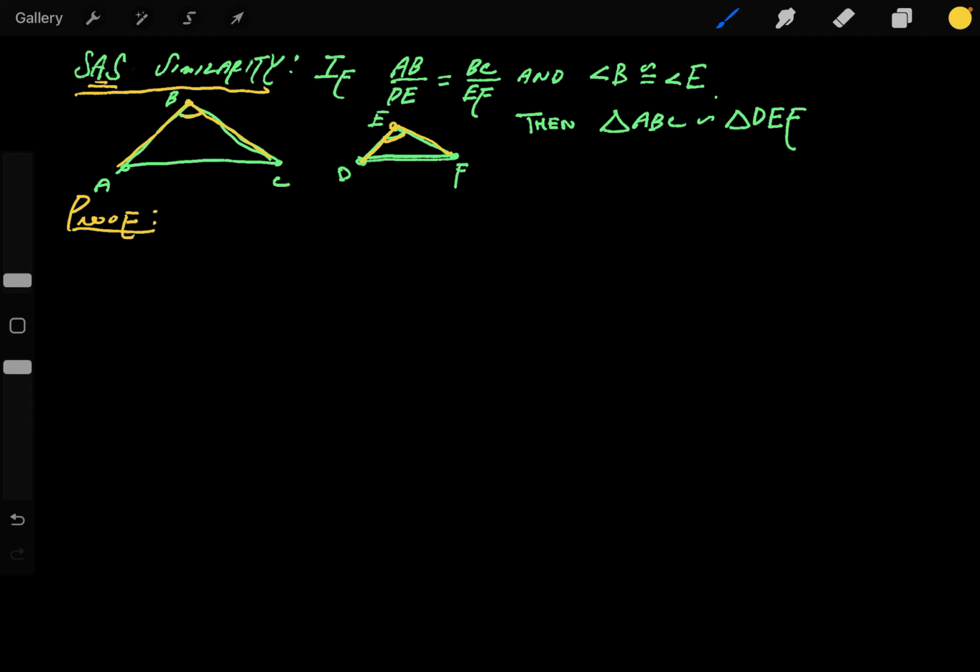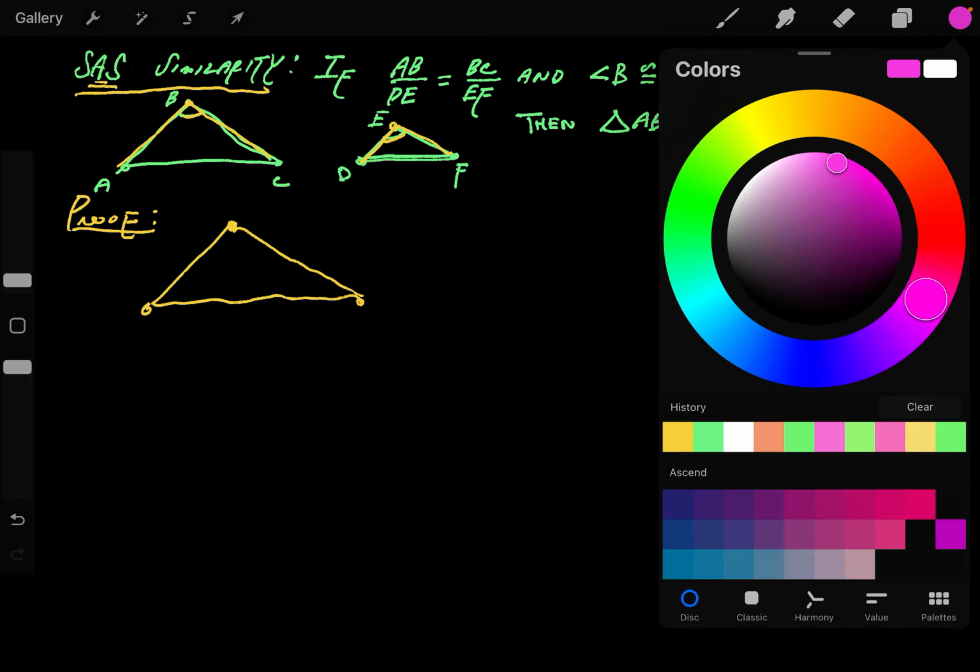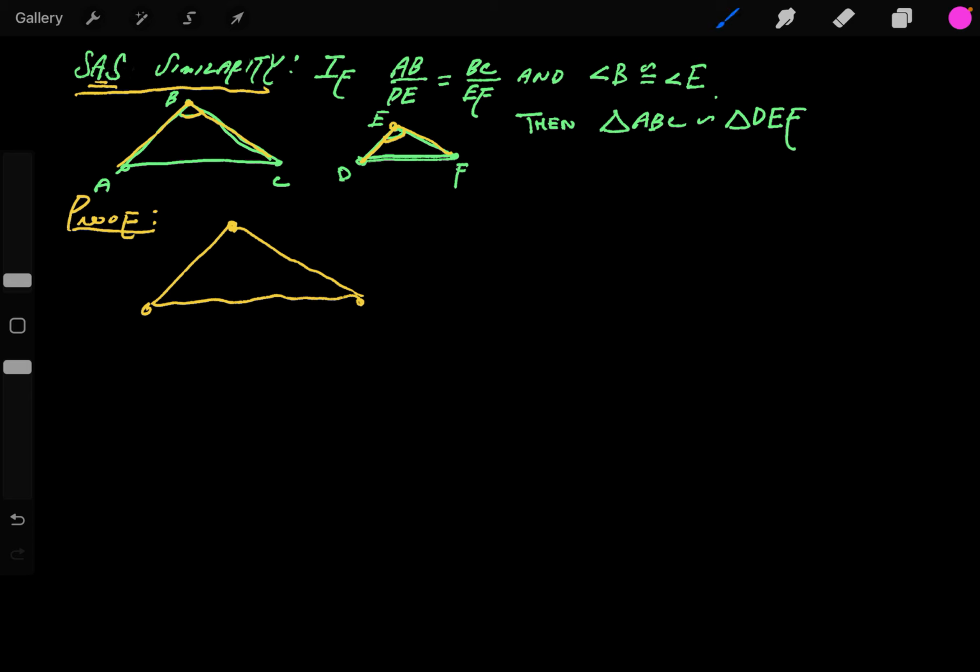What I'm going to do is make a nice little copy of triangle ABC, and let's say that that's the larger triangle. If the two triangles are the same size, then you have nothing to prove, because then it's congruent, and then of course it's similar. So since this is the larger triangle ABC, you want to look at its corresponding side. We're given that AB over DE, so it has to match with this one over here.